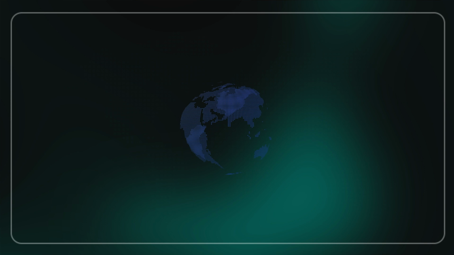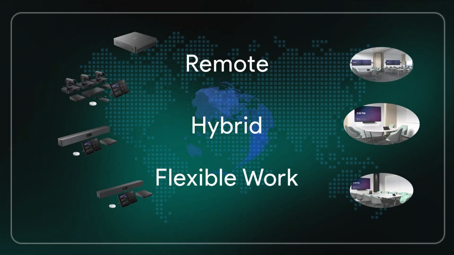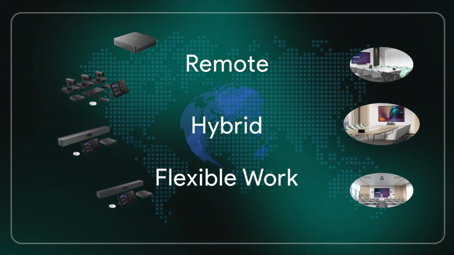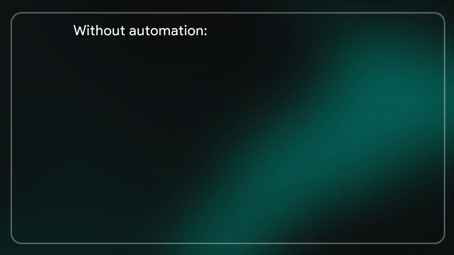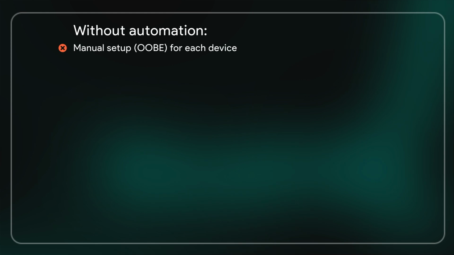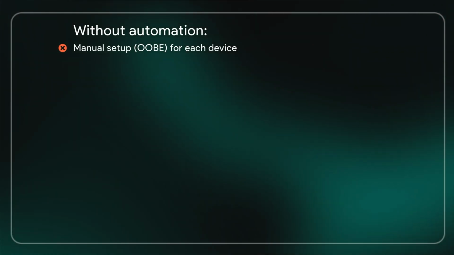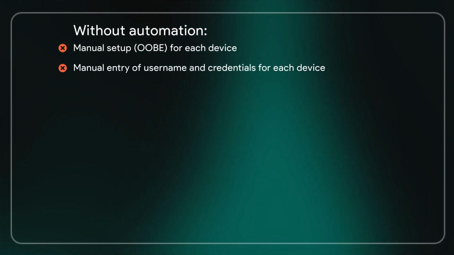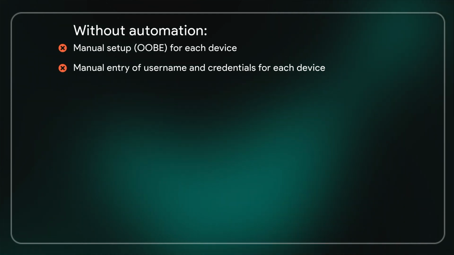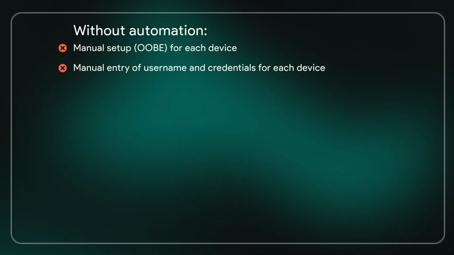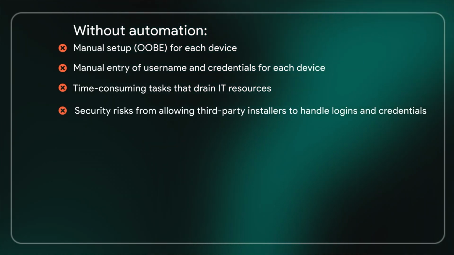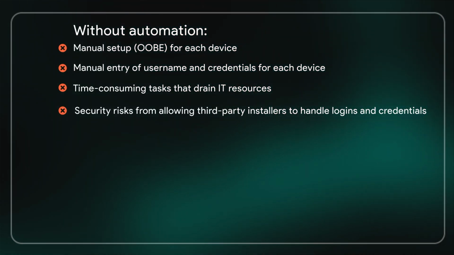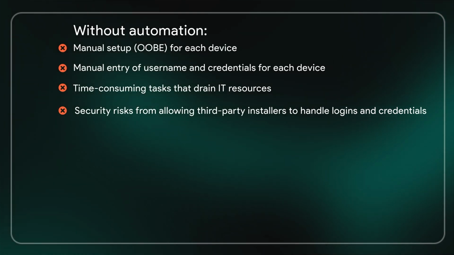As hybrid work expands, IT teams and installers struggle to deploy and manage meeting room devices efficiently across buildings, cities, even countries. Without automation, IT teams and installers spend hours manually configuring each device. They also have to enter the username and credentials for every single unit by hand. It's repetitive, time-consuming, and it can even introduce security risks if resource account credentials are shared with installers.